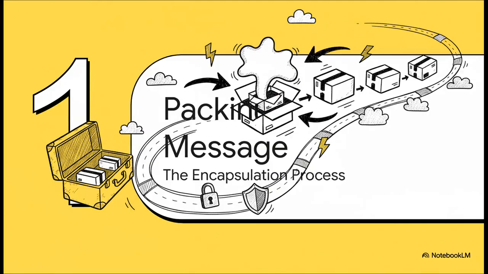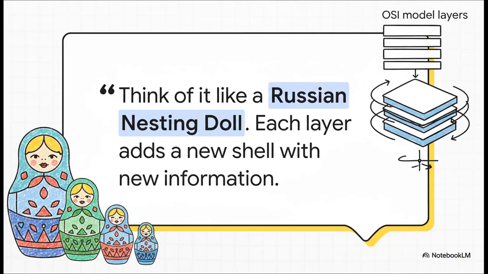So, before your request to see a web page can even start its journey, it has to be prepped for travel. It can't just go out on the digital highway as a blob of raw data. It needs to be packaged up very carefully. And the best way to think about this is like one of those Russian nesting dolls. This process is called encapsulation, and it's aided by a theoretical blueprint called the OSI model. Just think of it as the perfect 7-layer instruction manual for how to pack data.